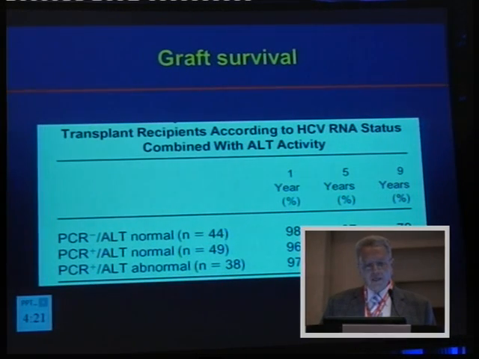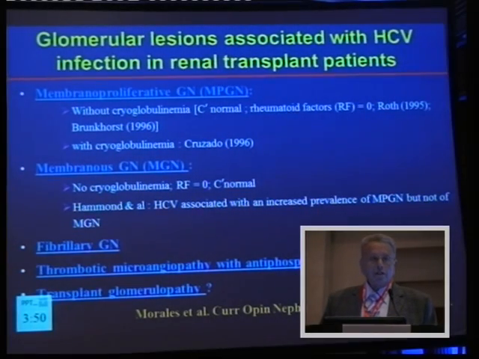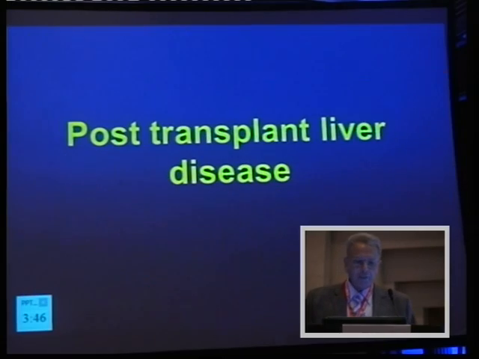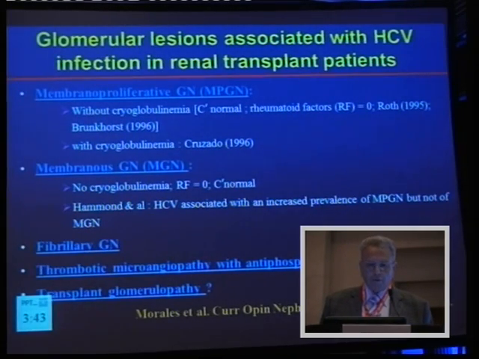What about the graft survival? This study joined the PCR with the liver enzymes. If both normal, the 9-year survival is the best. If you have positive PCR or abnormal liver enzymes, it is less, but if you have PCR positive with abnormal liver enzymes, 50% survival after 9 years. The glomerular lesions that have been described in association with infection in renal transplant patients are membranoproliferative glomerulonephritis with or without cryoglobulins, membranous nephropathy, fibrillary GN, thrombotic microangiopathy, and transplant glomerulopathy.